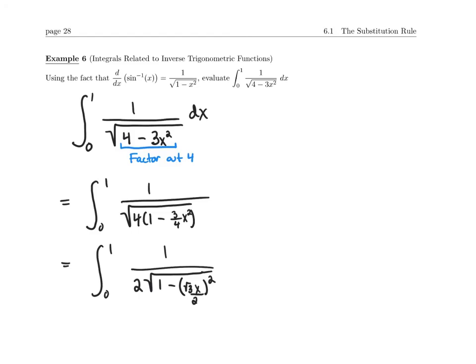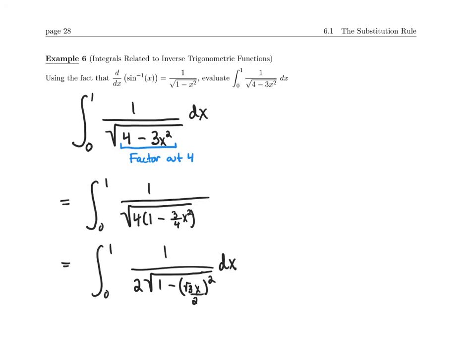If I want to write something as the square of something, I just take the square root and then square it, and then I've got it back to where I wanted it to be. So square root of 3, if I square that, gives me 3. 2 squared gives me 4, and then x squared gives me x squared. And I forgot a very important part, which is the dx.